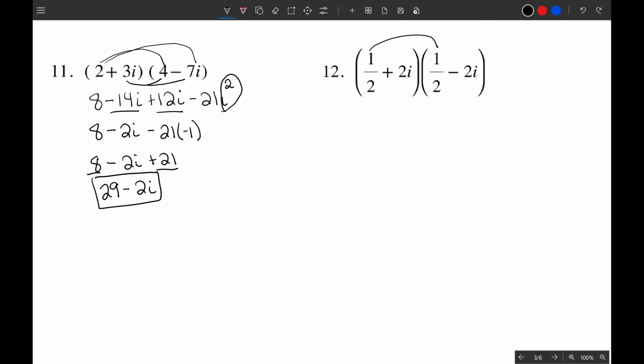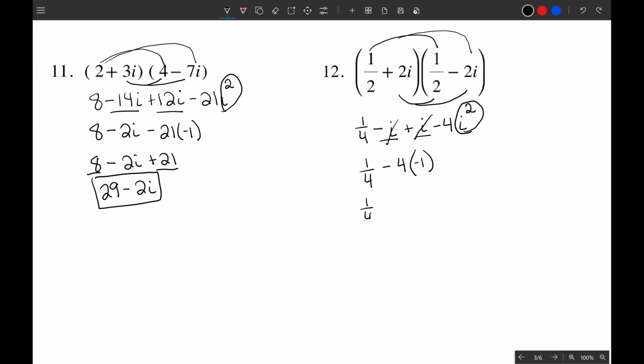So 1/2 times 1/2 would be 1/4. 1/2 times negative 2i would be a negative i. 2i times 1/2 is i. 2i times negative 2i is negative 4i squared. All right, I have a negative i and a positive i. Those are going to cancel and make 0. So I have 1/4 minus 4 times, replace the i squared with negative 1. Now I have 1/4 plus 4, which gives me 17/4.